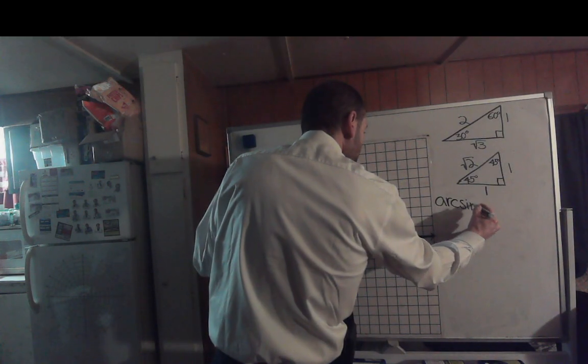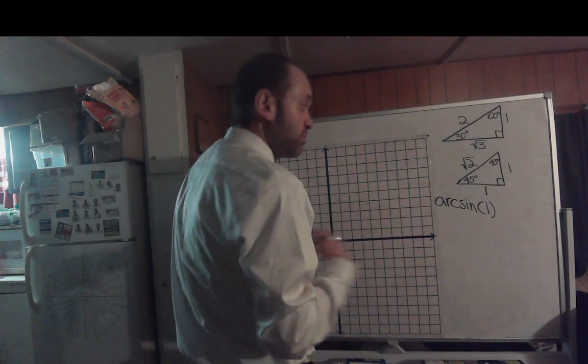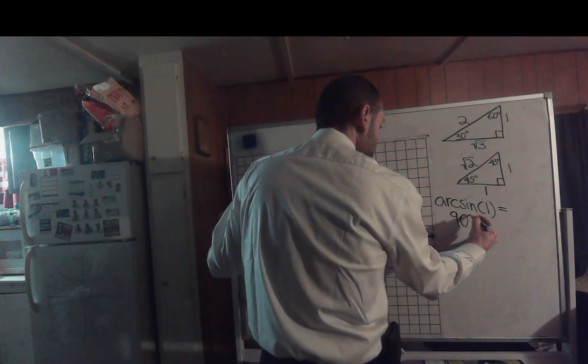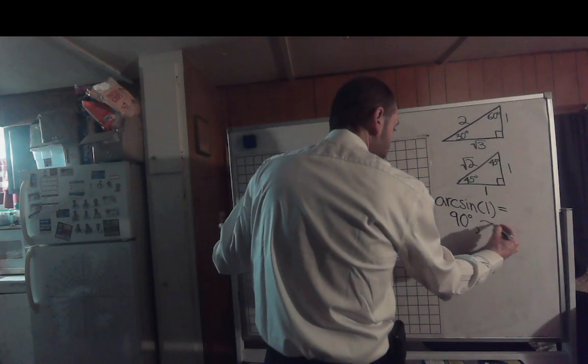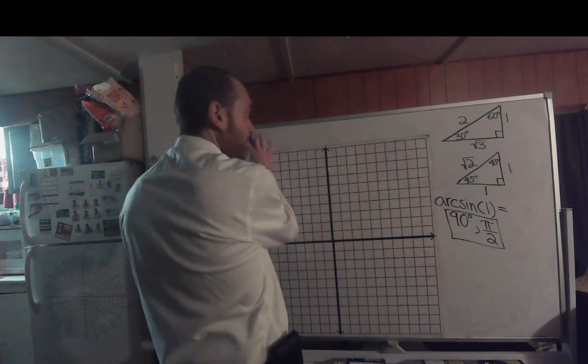Arc sine of 1. What angle gives us a sine of 1? That'd be pi over 2, right? Or 90 degrees. So the answer to this would be 90 degrees or pi over 2 radians. That's exactly what we'd be looking for.